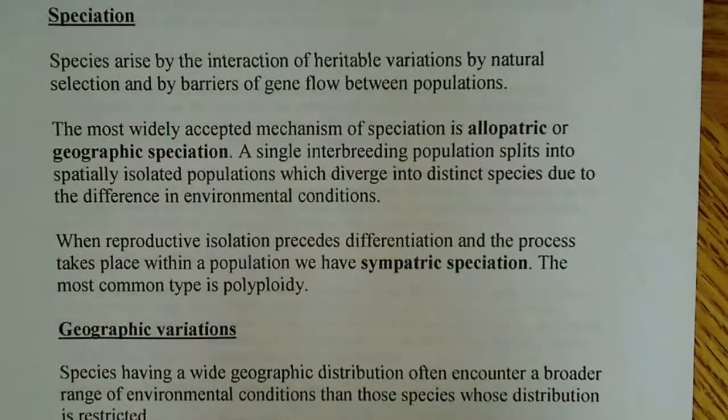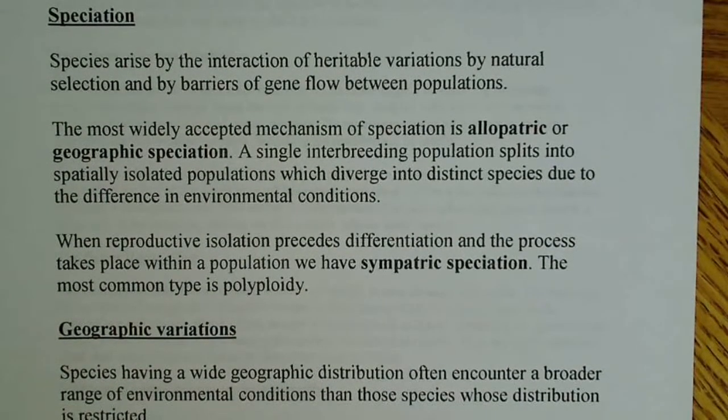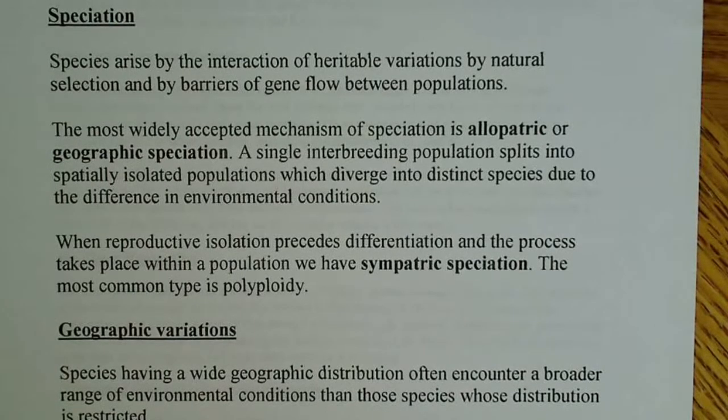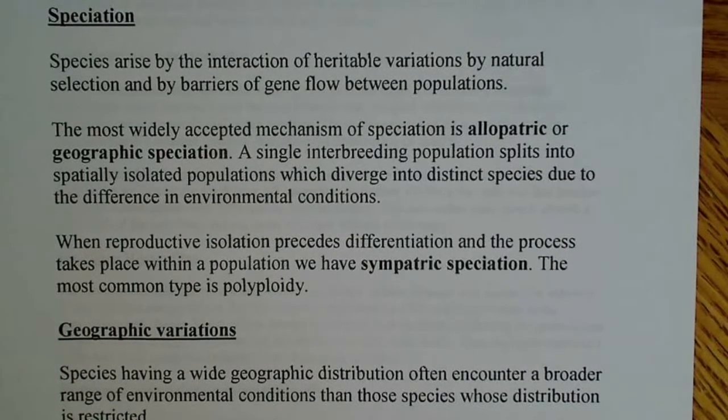So speciation, what is this speciation that I'm talking about? Species arise by the interaction of heritable variations by natural selection and the barriers of gene flow between populations. The most widely accepted mechanism is that speciation is allopatric, or geographic speciation. I like geographic speciation, I like the word better, it really solidifies what we're talking about here. And that is a single interbreeding population splits into two spatially isolated populations, which diverge into distinct species due to the difference in environmental conditions. That's exactly what I said before.